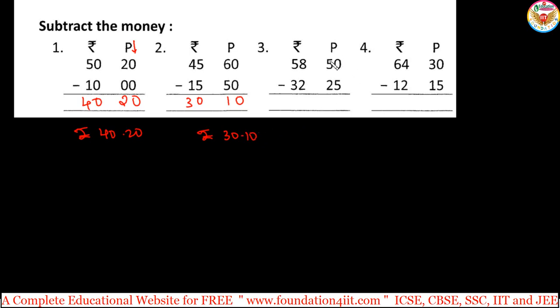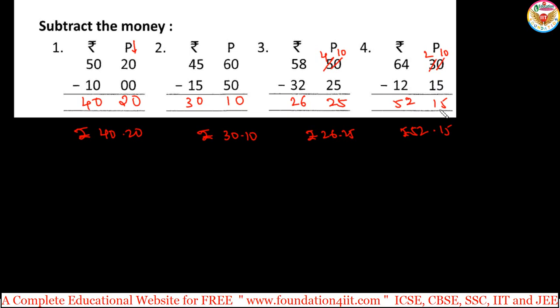Next here, 5 becomes 4, this is 10, because 0 minus 5 is not possible. 10 minus 5 is 5, 4 minus 2 is 2. Now this is 6 and 5 minus 3 is 2. So 26.25, 26 rupees, 25 paisa. Let us see, 10 minus 15.